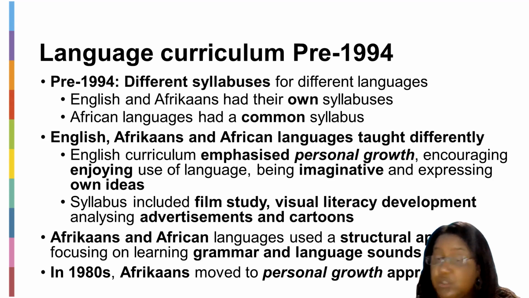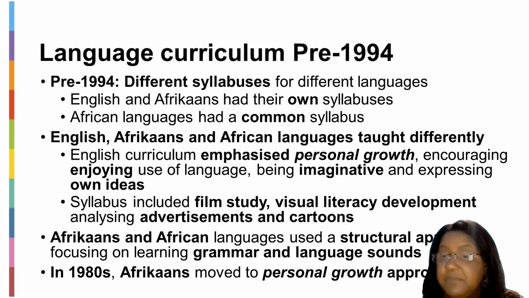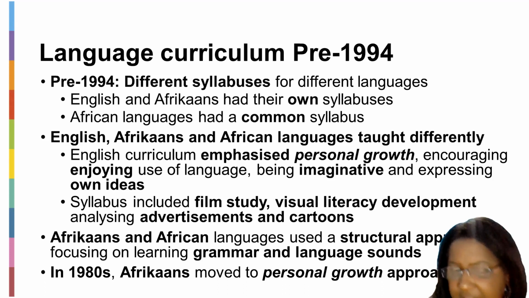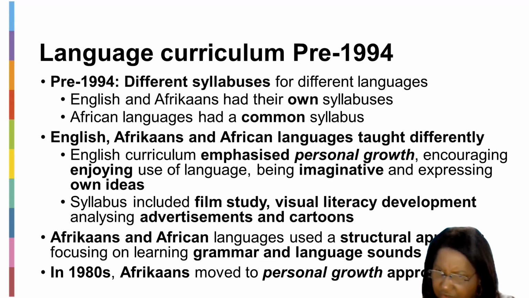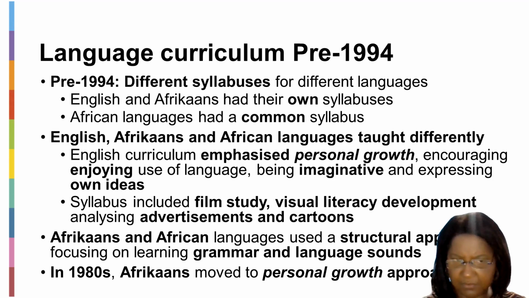Very differently. The English curriculum emphasized personal growth, encouraging enjoyable use of language. They also looked at being imaginative and expressive of your own ideas, which is lovely. I mean, poetry was taught. The syllabus included visual film study, visual literacy, analyzing advertisements and cartoons. So it was a very rich syllabus. It was almost as if your students could interact and so forth. Afrikaans and African languages used a structural approach. So it was very structured. The emphasis wasn't on personal growth. It was just structured.